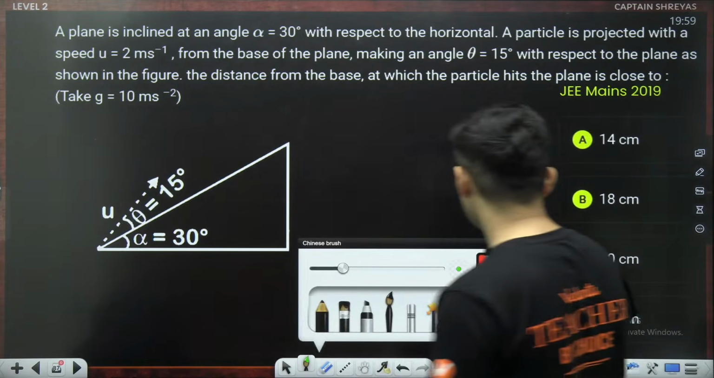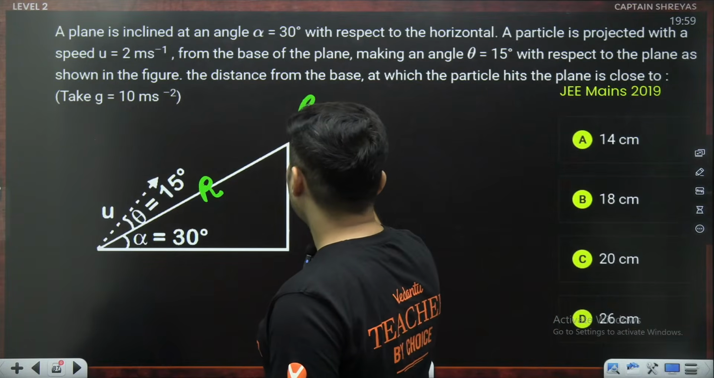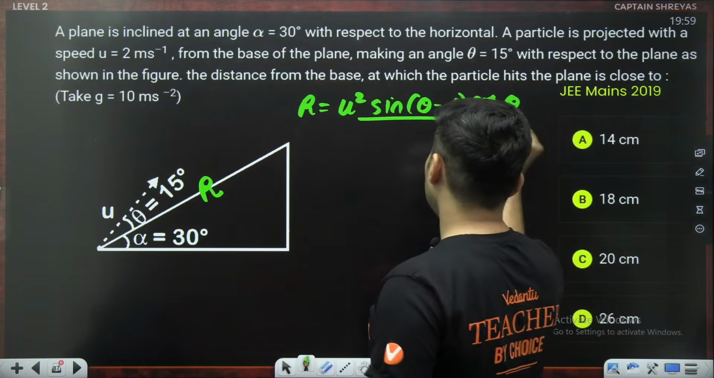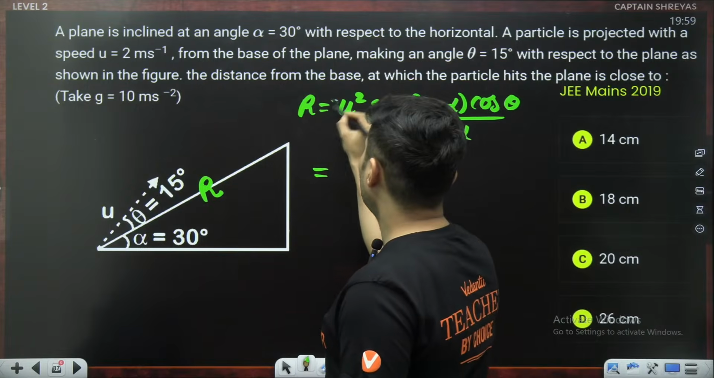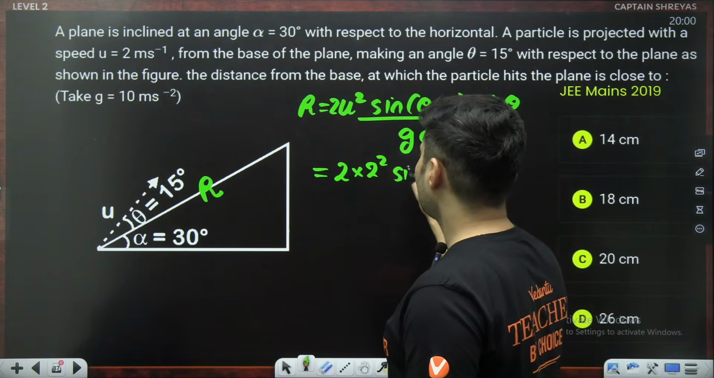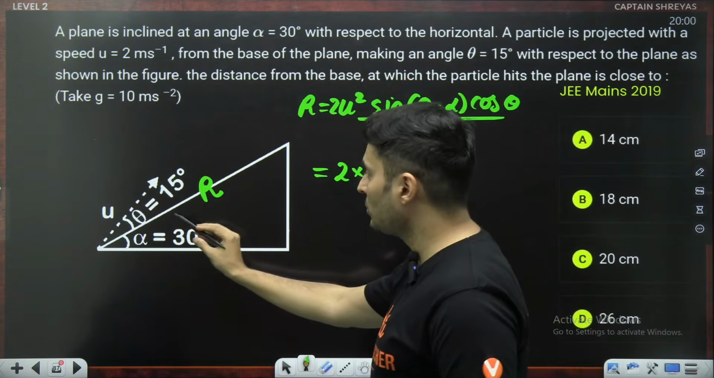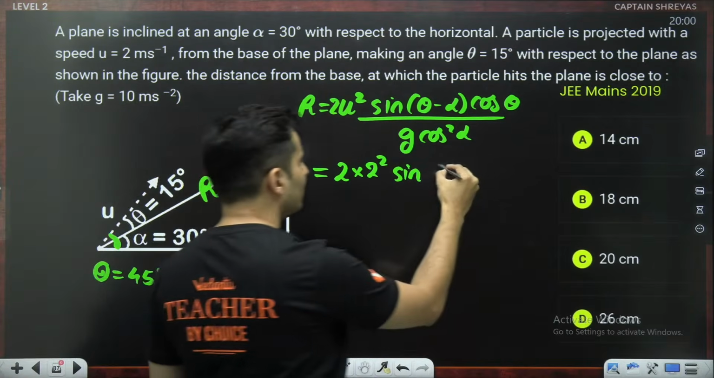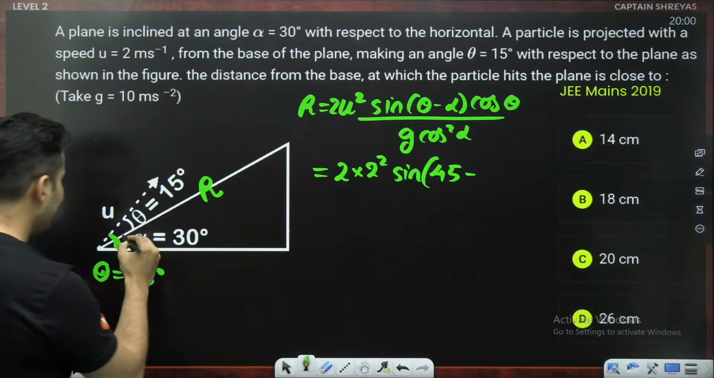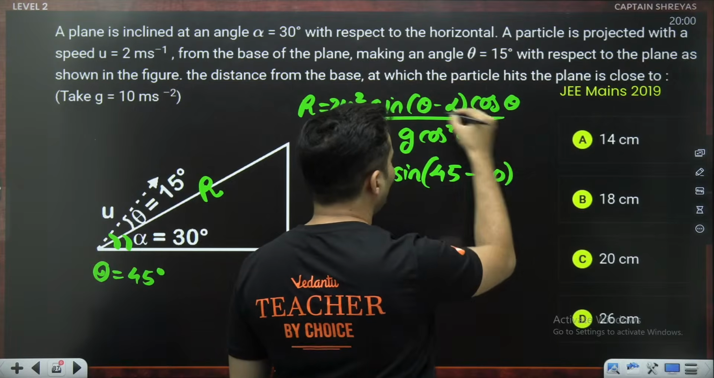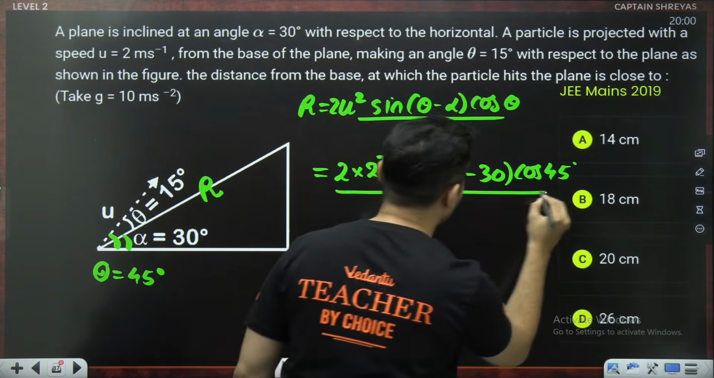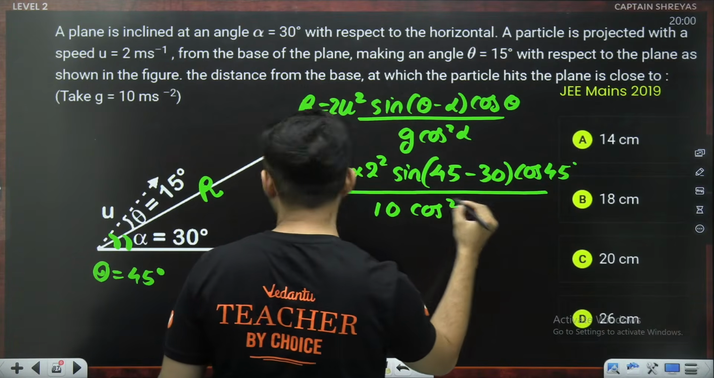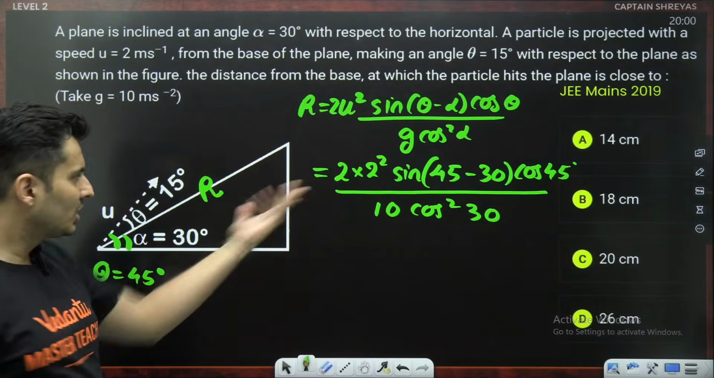Okay. Again, finding the range. You have to find the range. So range is u square sine(theta minus alpha) cos theta divided by g cos square alpha, and 2 times u, u is basically 2, so 2 square sine. What is theta over here? It is not this theta. Please don't take that as theta. Theta is the total angle. So actual theta is 45 degrees. Alpha is this alpha only, no doubt about it. So it is basically 30. Cos theta, that means cos 45, whole thing divided by g, which is basically 10. And cos square alpha is basically cos square 30 degrees. That's it. Now you just have to solve this to get the final answer.